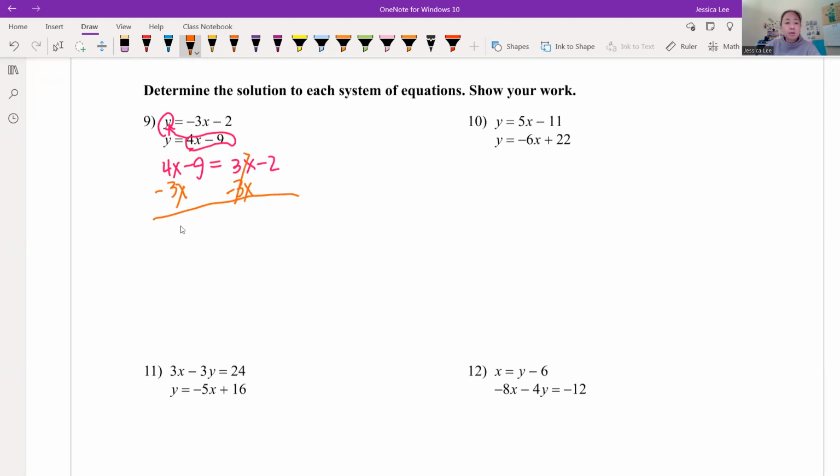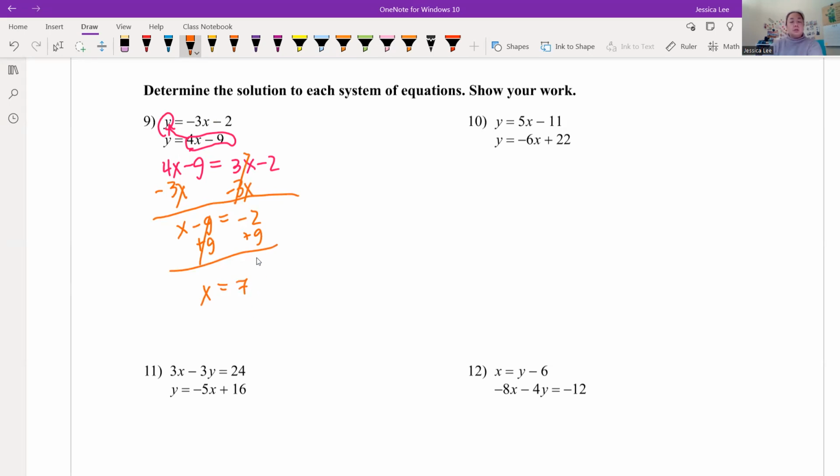So 4x minus 3x leaves us with just 1x, or what we say, just x, minus 9 is equal to negative 2. Right? And then what we need to do here is we're almost done. We almost have the x figured out. So we got to get rid of this minus 9. So we're going to add 9. And we're going to get x is equal to negative 2 plus 9 is going to be 7.